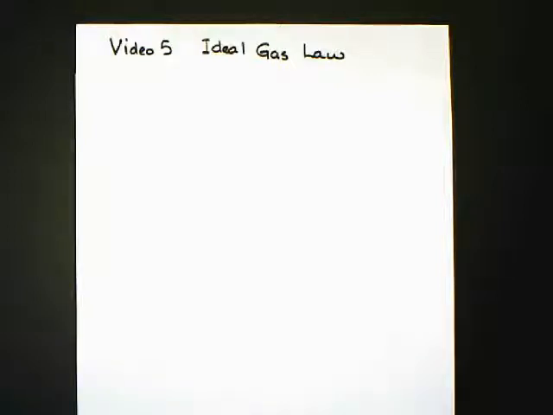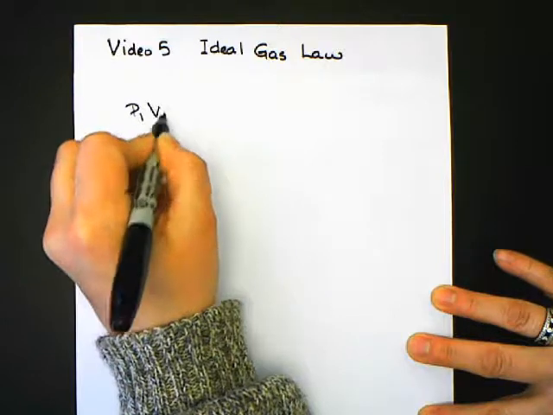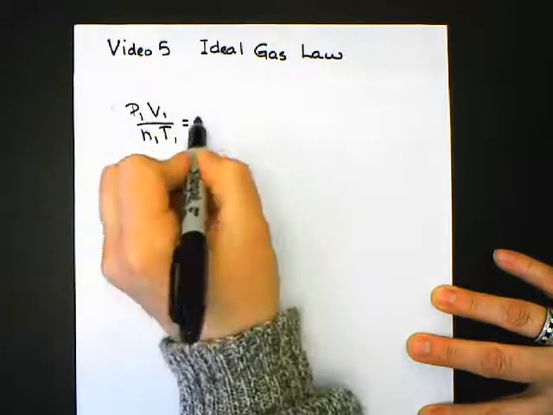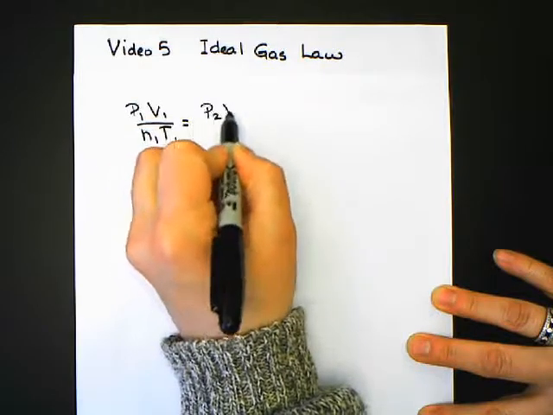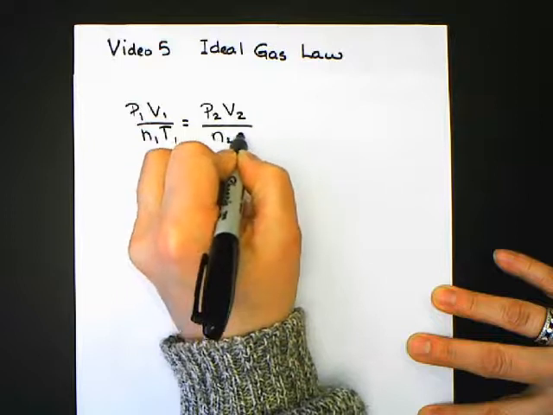Okay, here is the last video clip for the gas unit. It is dealing with the ideal gas law. And so up to this point, we have been using the combined gas law. So the combined gas law, P1 V1 over N1 T1 is equal to P2 V2 over N2 T2.